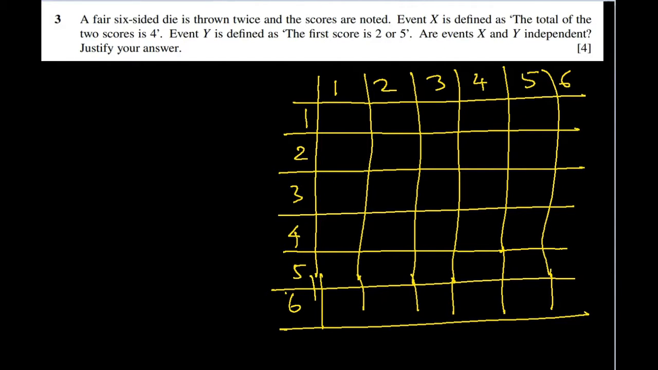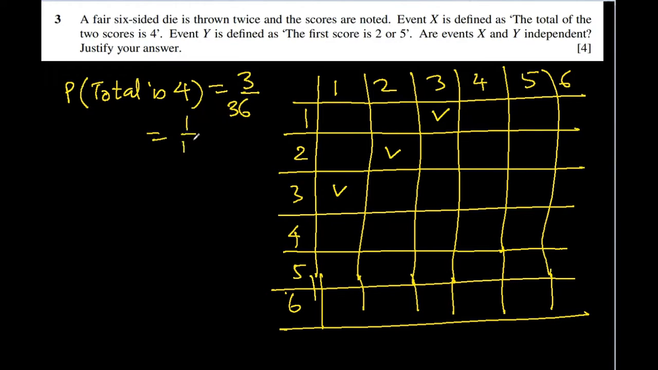Alright, so the total of the two scores is 4. So 1 plus 3 is 4, 2 plus 2 is 4, and 3 plus 1 is 4. So you can see there are 36 cells in total, and the probability that the total is 4, meaning the sum of the two outcomes is 4, is 3 out of 36. That's the probability, which can be simplified to 1 over 12.